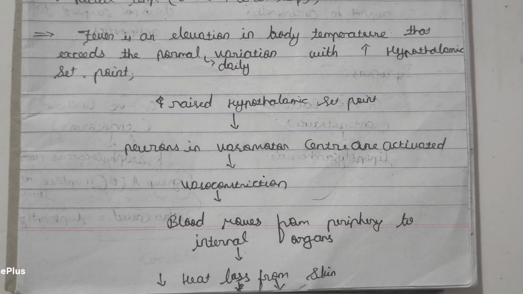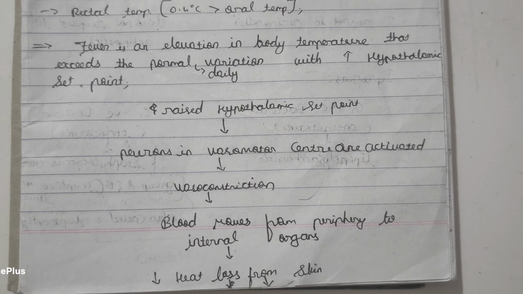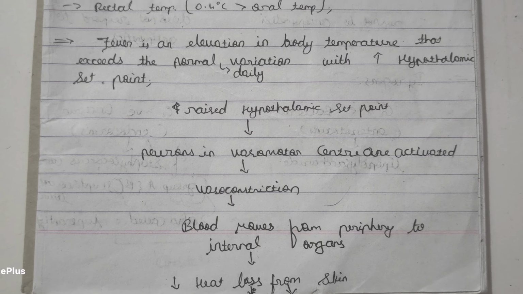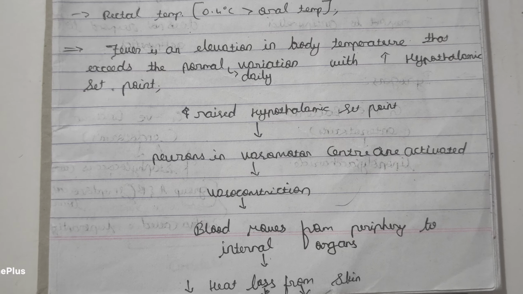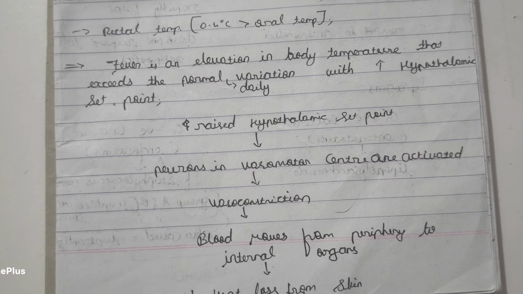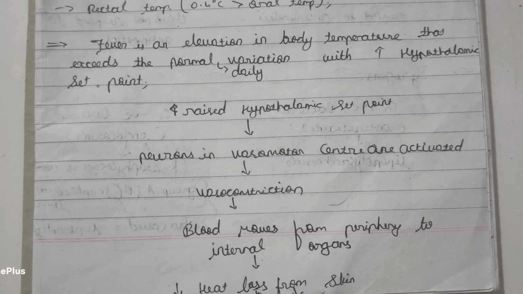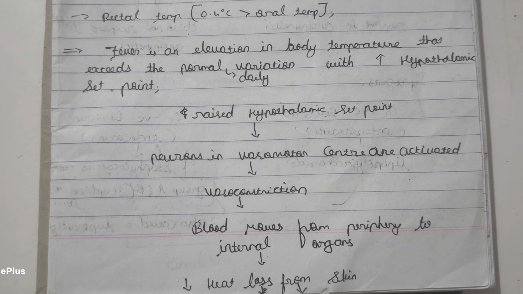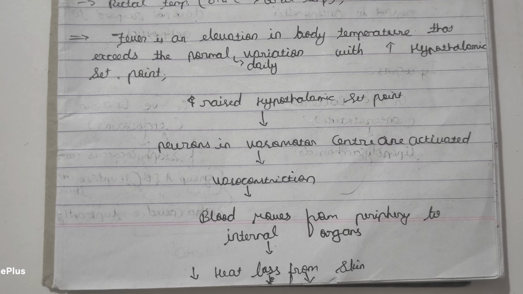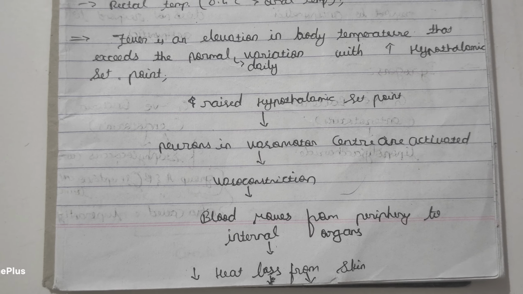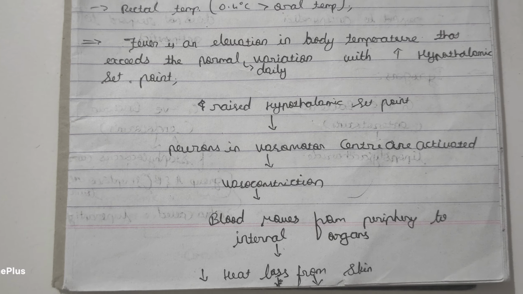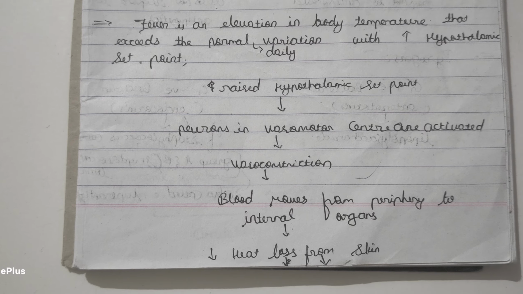So what occurs? If it is raised, fever will occur. How? The mechanism, we'll see: the neurons which are there in our vasomotor center will be activated. See, vasomotor means if they are activated, they cause vasoconstriction. So what happens here is the blood which is flowing in the periphery goes to the organs. So what happens? Decreased heat loss, because heat is lost through the skin. So if there is no blood peripherally, how will the heat be lost? So the heat loss from the skin will be decreased.